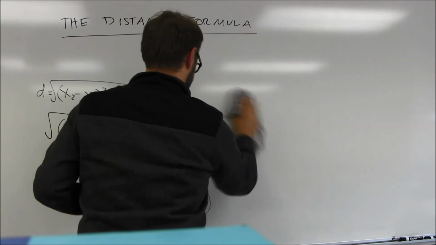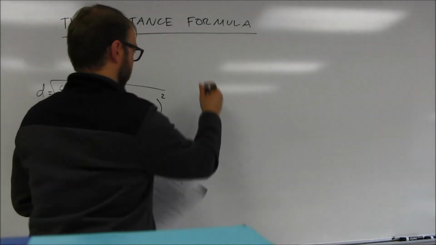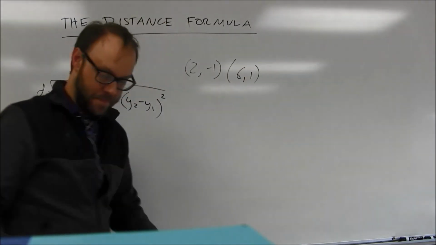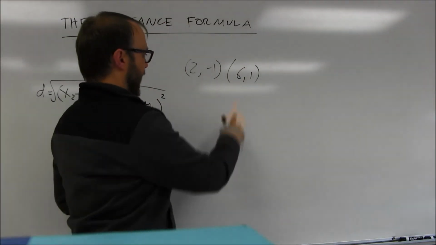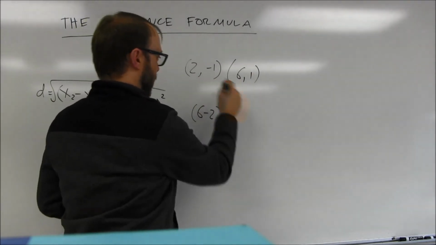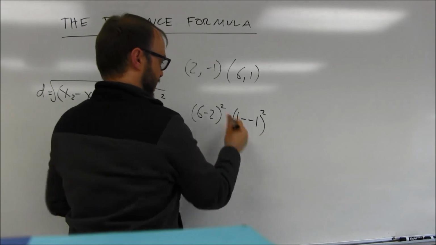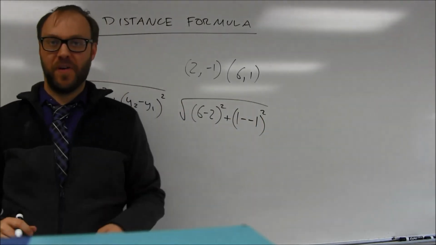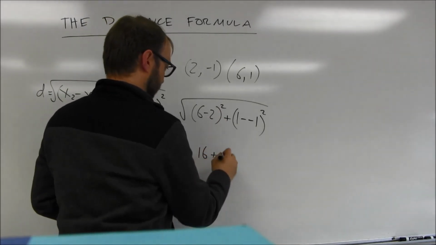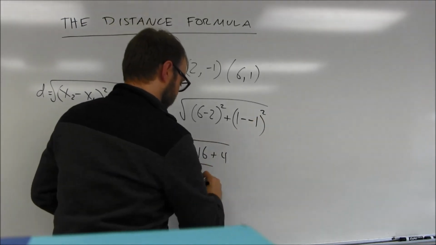One final example, and again, just be very, very careful with your positive and negative signs. Let's say I wanted to find the distance between the points 2, negative 1, and 6, 1. Again, I'm going to put everything in the formula. X2 minus X1, 6 minus 2, squared. Y2 minus Y1, be careful, it's minus a negative 1. Square your differences, add them together, take the square root. Can be pretty quick. That's going to be 4 squared, which is 16. That's going to be 2 squared, which is 4. You're going to get the square root of 20.